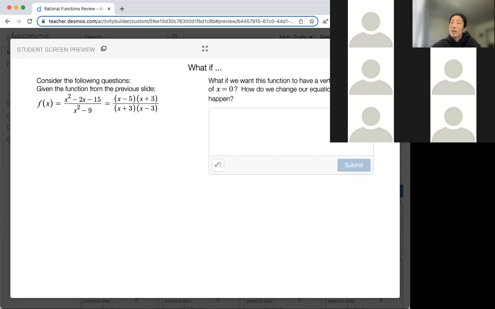All right, so let's try another what if question. So here's my function from the previous slide. It's the same function, but now the question is, what if we want this function to have a vertical asymptote of x equals 0? How do we change our equation to make this happen? All right, so everyone take a moment. Think about this. Type your answer in, but don't hit enter yet, okay? What would we change about this to get a vertical asymptote of x equals 0? All right, and when you're ready, go ahead and hit enter for your answer.